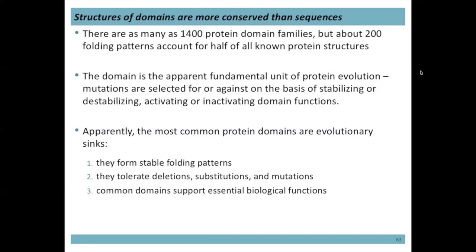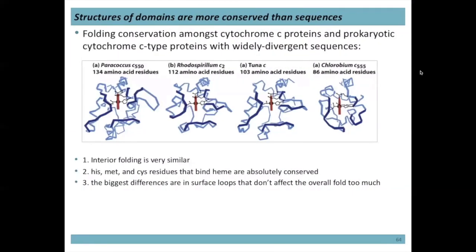And apparently the most common protein domains are evolutionary sinks, meaning that we tend to get to that point and find out that they form stable folding patterns. They tend to tolerate deletions, substitutions, and mutations and still remain functional. And they also can support essential biological functions. So these domains end up being common, and they tend to perform common functions, but they do tolerate deletions and substitutions and mutations, and have similar but not identical folding patterns.